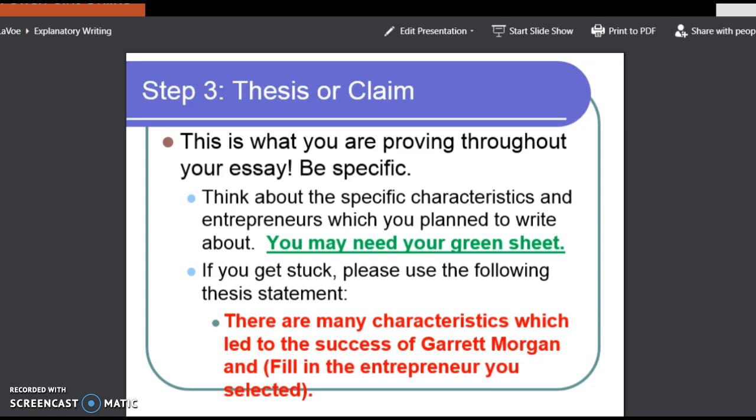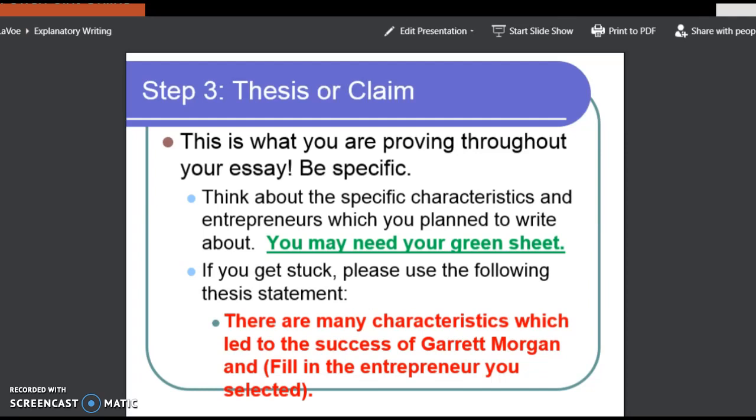You may need your green sheet. Feel free to use that. You could get very specific. There's lots of different ways that you can think about crafting your thesis statement, maybe adding some smiley face tricks in. But if you get stuck, here is a thesis statement that you can use.